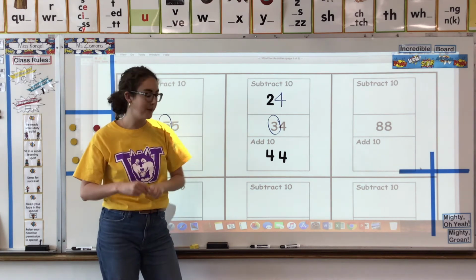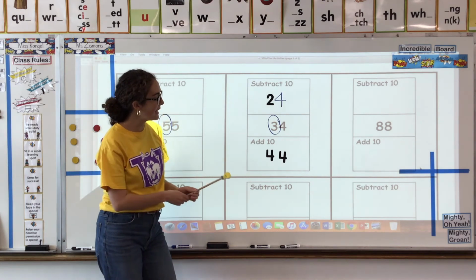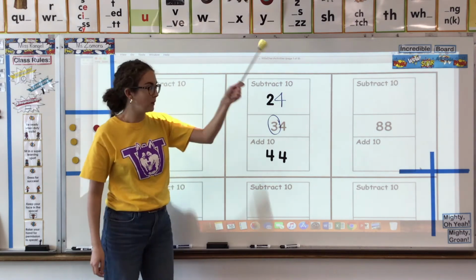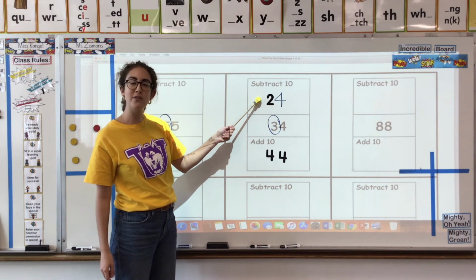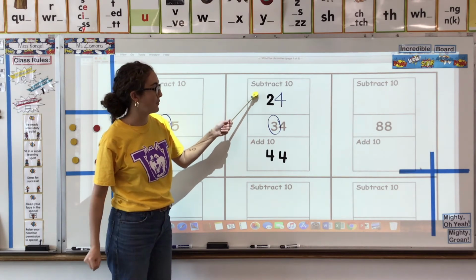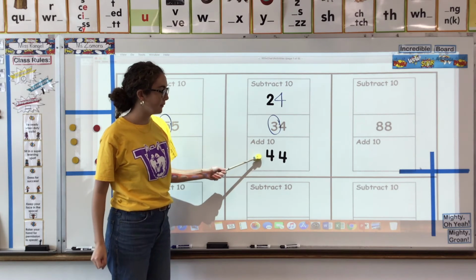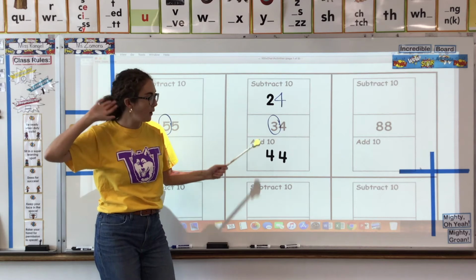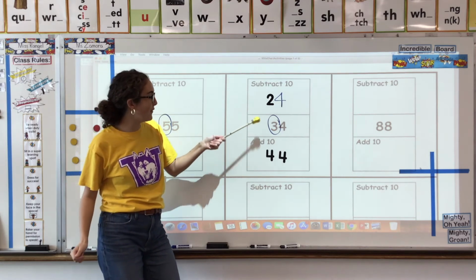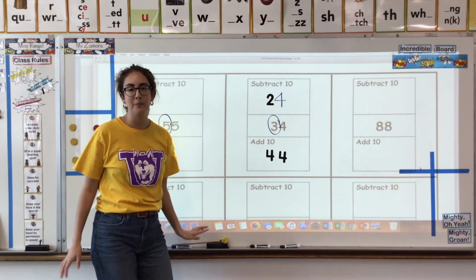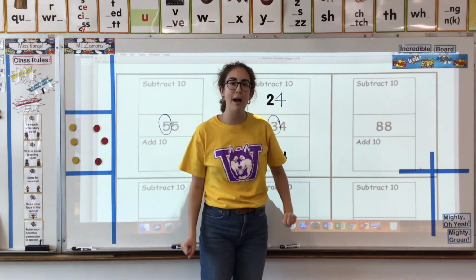Exactly. Good job. And we just created a skip counting pattern of tens. So can we skip count starting at 24 and skip count up? Here we go. 24, 34, 44. Can we skip count down by tens? Here we go. 44, 34, 24. Good job, awesome people. Okay, here is the last round we're going to do.